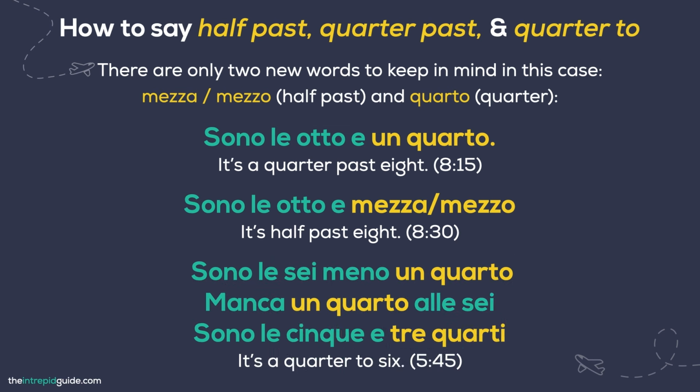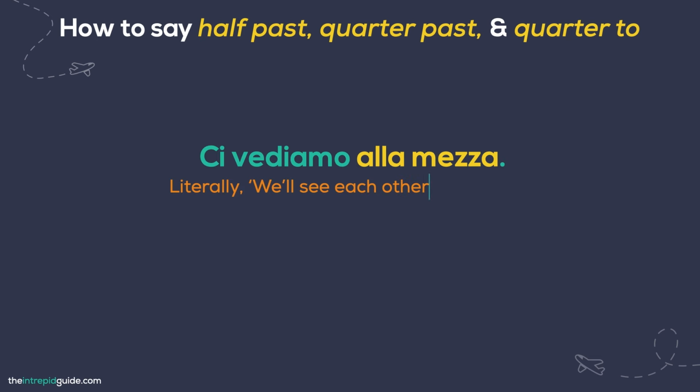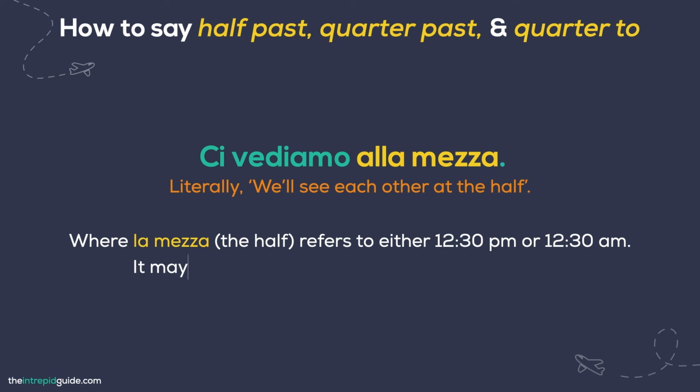Manca un quarto alle 6. Sono le 5:75. These 3 options are interchangeable and mean it's a quarter to 6. Attenzione! In colloquial Italian, you might come across expressions like ci vediamo alla mezza, literally, we'll see each other at the half, where la mezza refers to either 12:30 p.m.